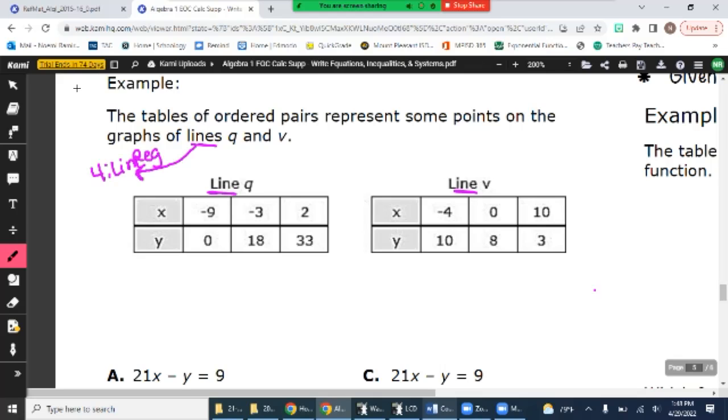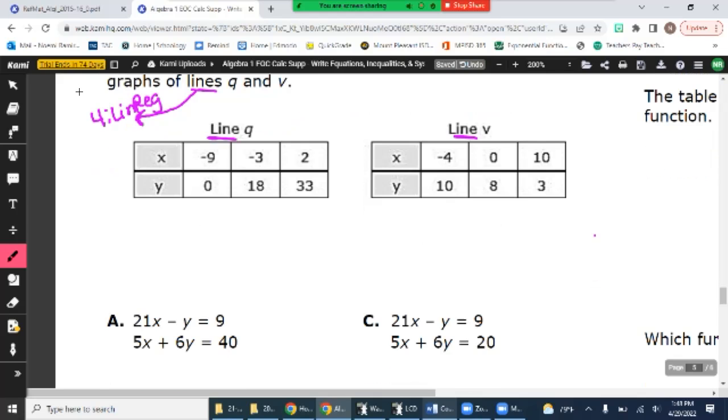Lin reg. So you put those points in a stat edit, you do stat calculate number 4. When you do that, the first table is going to give you A equals 3 and B equals 27. So written as an equation, what would you get? Y equals what? Okay. The second one, when you put it into stat edit, stat calculate 4, will give you negative 0.5 and B gives you 8. So Enrique, what's that equation? Y equals what? All right, anybody else? Come on.